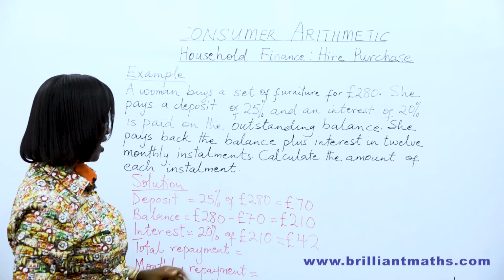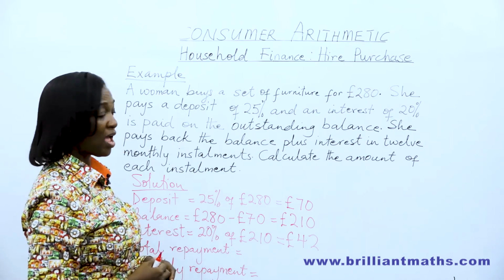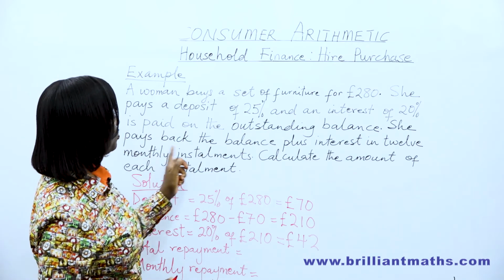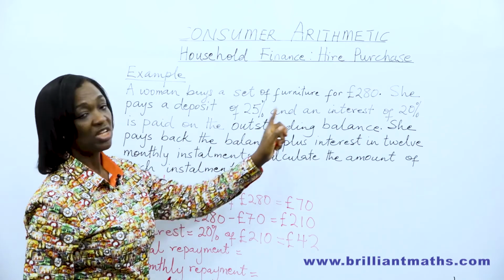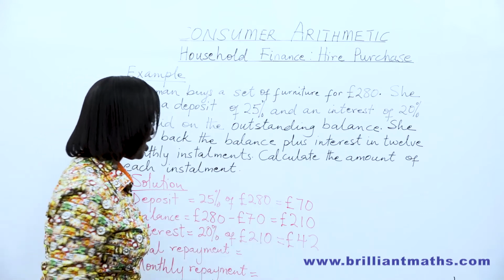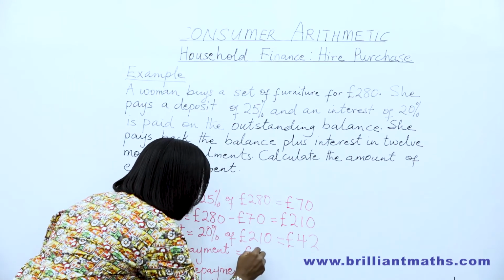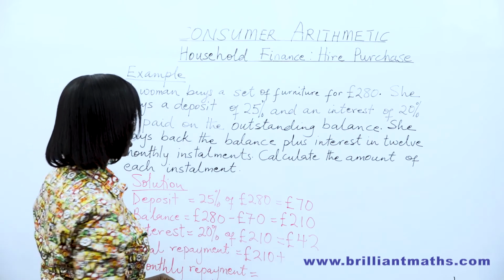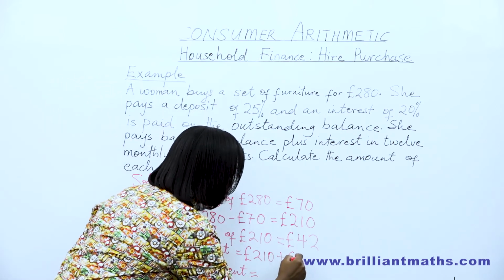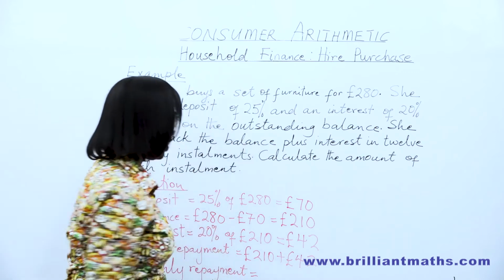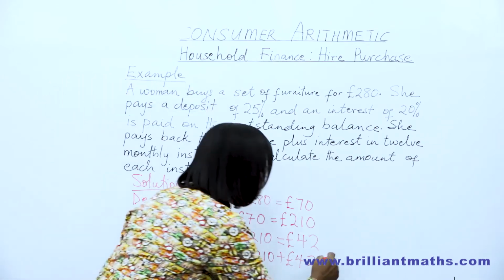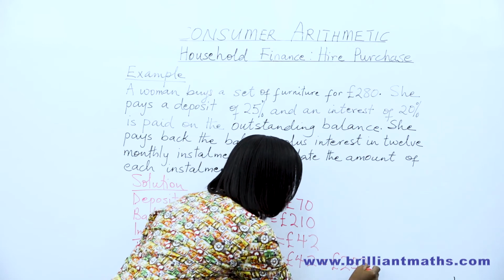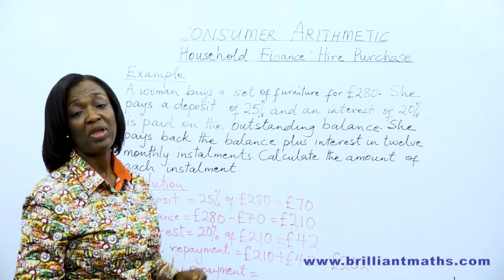All right? Having done that, how much does she have to repay? She pays back the balance plus interest. So the outstanding balance of 210 plus the interest of £42, and that gives us £252. So that's how much she has to pay back.